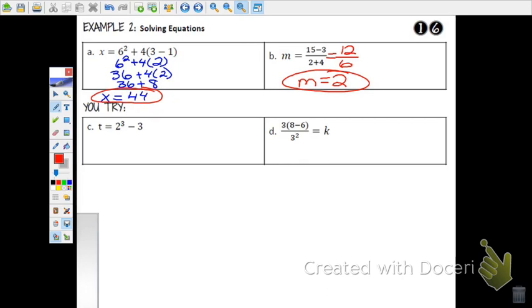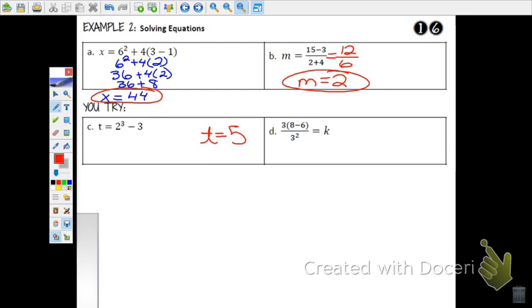When we look at these two problems, what did we come up with for an answer for C? What is T equal to? T is equal to 5. 2 to the third power is 8. 8 minus 3 is 5.